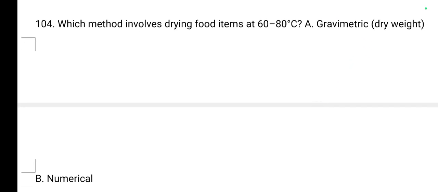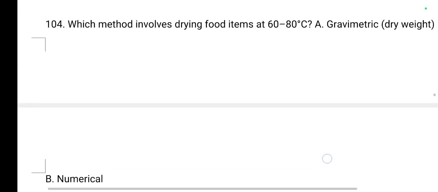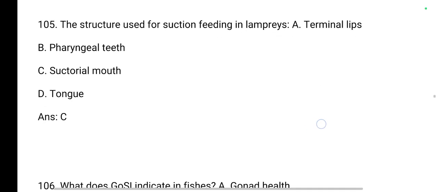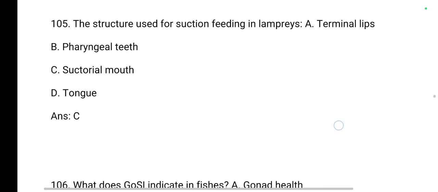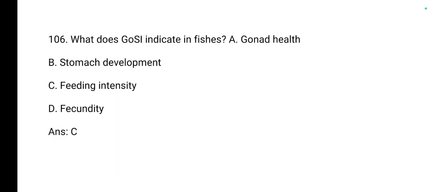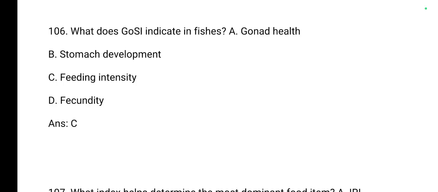Which method involves drying food item at 60 to 80 degrees Celsius? So it includes the gravimetric method, that is by dry weight. The structure used for suction feeding in lampreys, so it is the suctorial mouth. What does gastrosomatic index indicate in fishes? So it indicates feeding intensity.